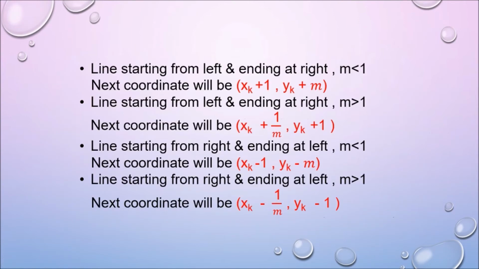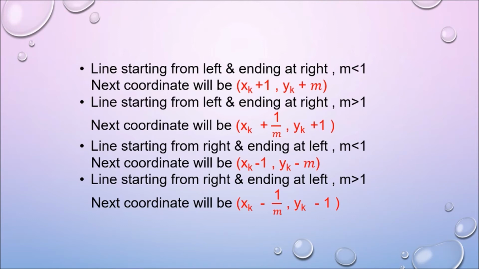If we summarize, we can have four cases. Line starting from left and ending at right when slope is less than 1. Next coordinate will be xk plus 1, yk plus m.